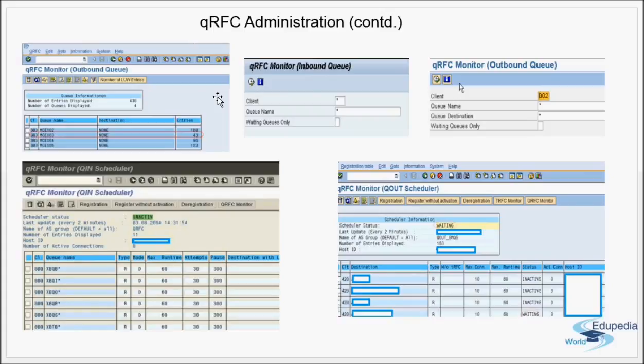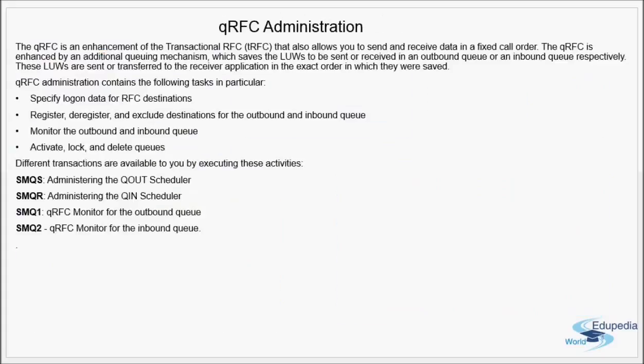Once the error is rectified, you can reprocess it. Similarly, you can monitor these queues to check what activity is happening in the system. Whenever daily you find only a few entries, below 500, but today you see some 5 lakh entries, then you have to check whether any particular data loading or something is happening in the system. So these are very important transactions: SM58, SMQ1 and SMQ2.